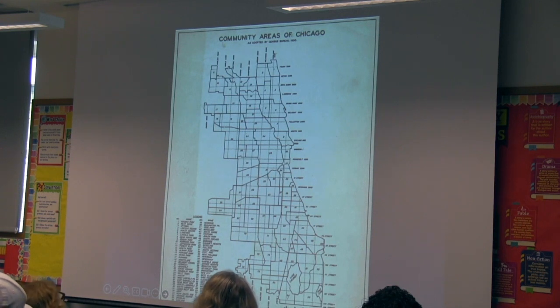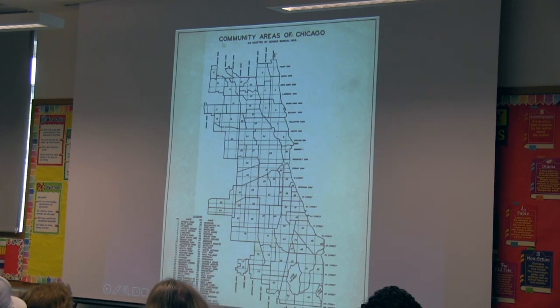This is the original 75, before Edgewater was split off from Uptown. You guys know this history better than I do. And then the other one that was added was O'Hare, because land was annexed by the city in 1956. And this separation, this creation of number 77, was in 1980.